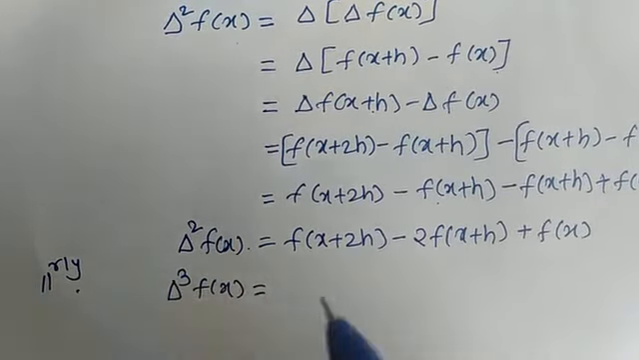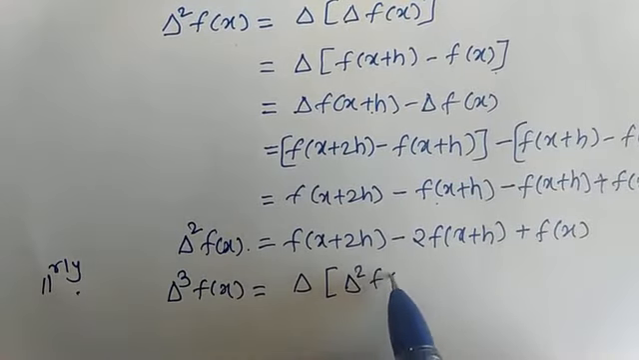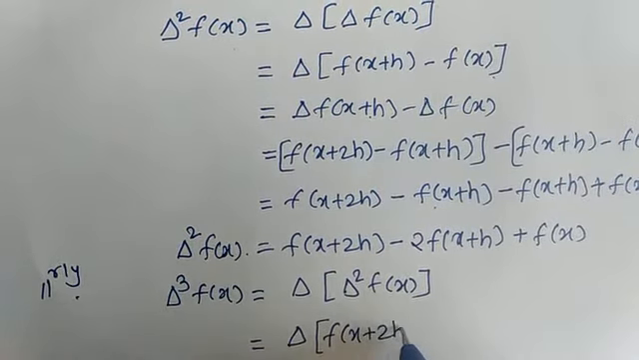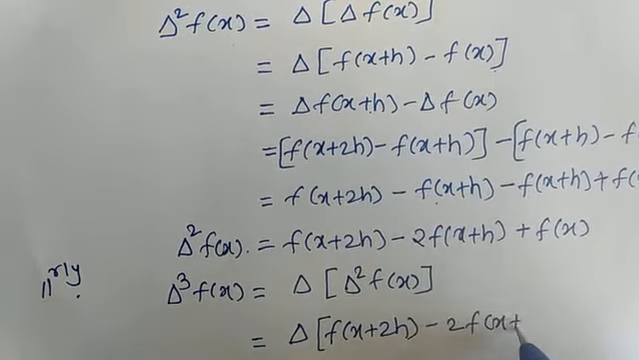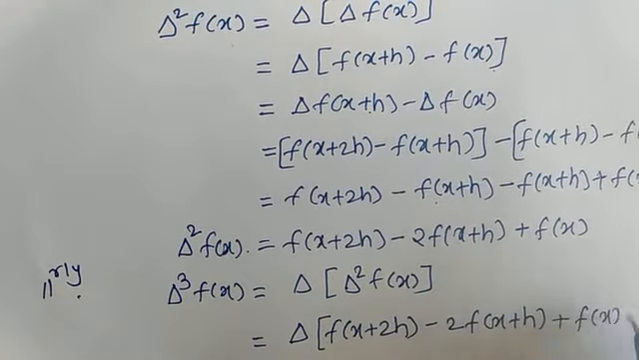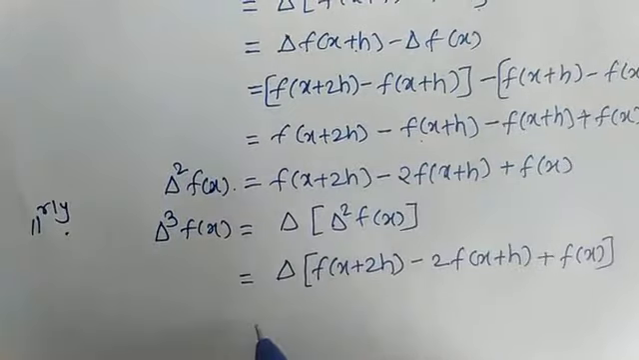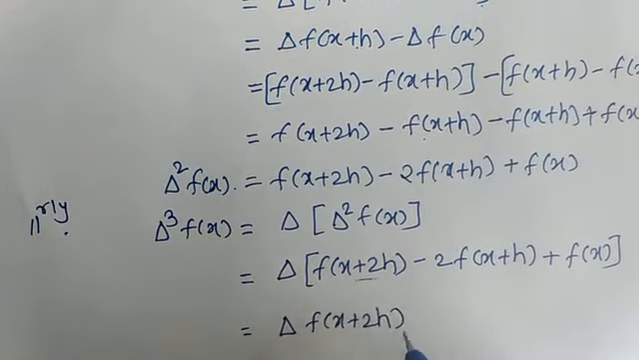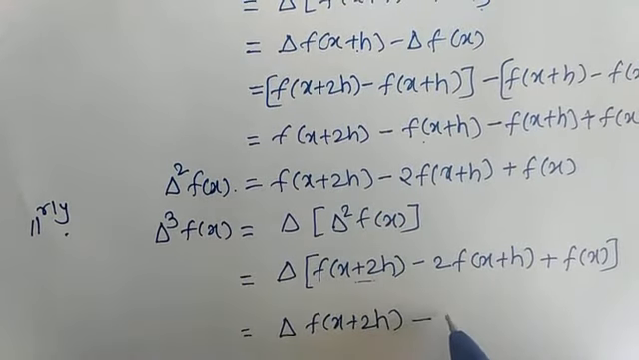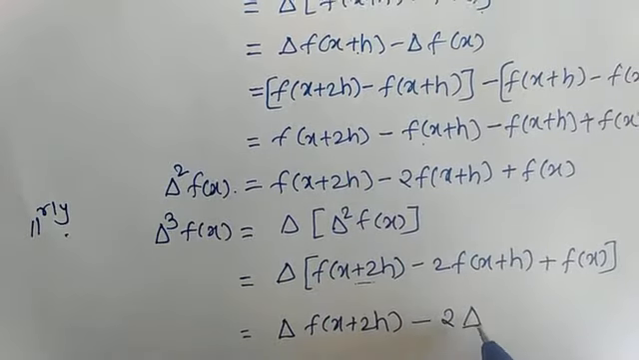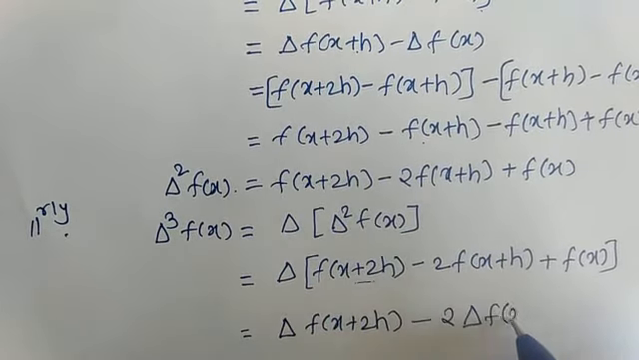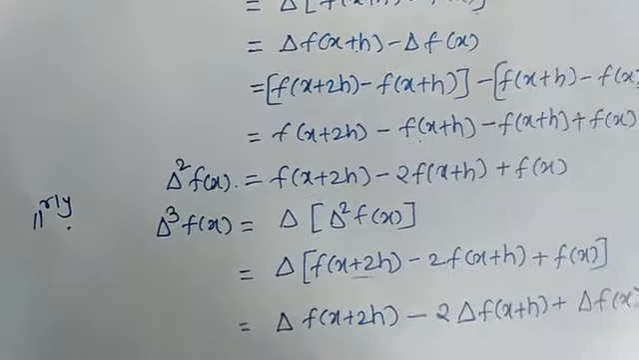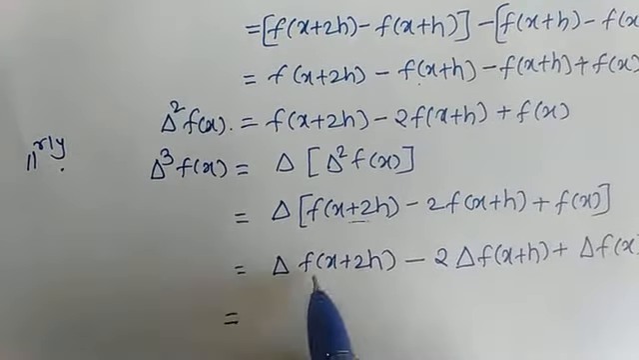f of x as del of del square f of x, which is equal to del of f of x plus 2h minus twice f of x plus h plus f of x. Here 2 is a constant, so when we apply the del operator it will be del f of x plus 2h. Here 2 is constant, so we can take 2 outside the operator, 2 into del of f of x plus h plus del f of x.